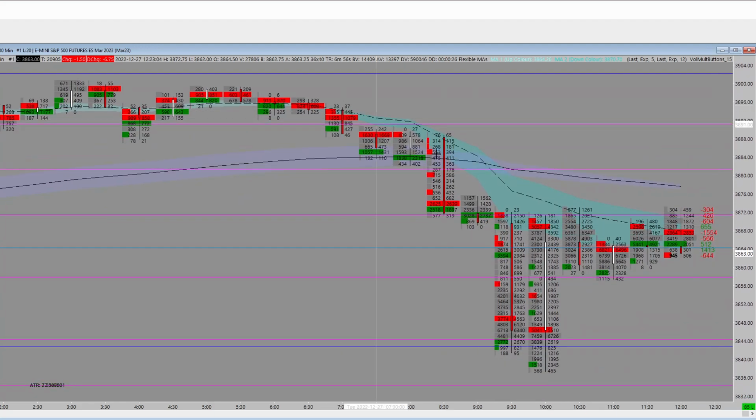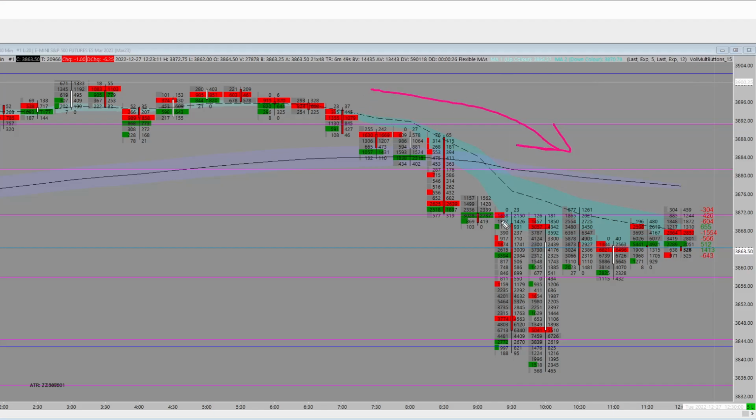And as you can see, we're trending down. I don't trade off moving averages, but I do use them to gauge trend. And we have sellers active as of right now into the trend.